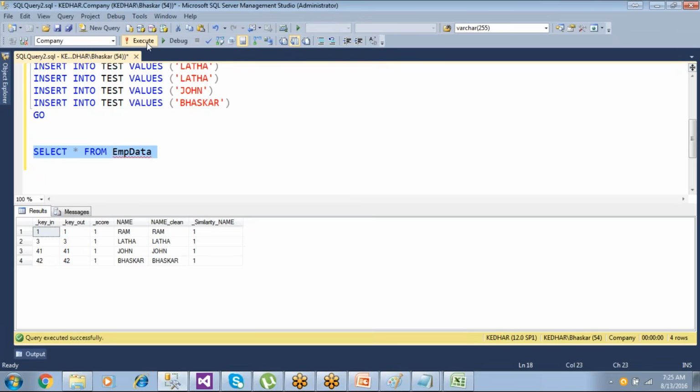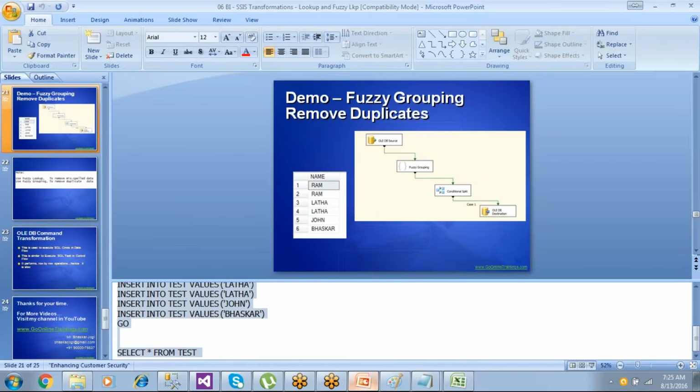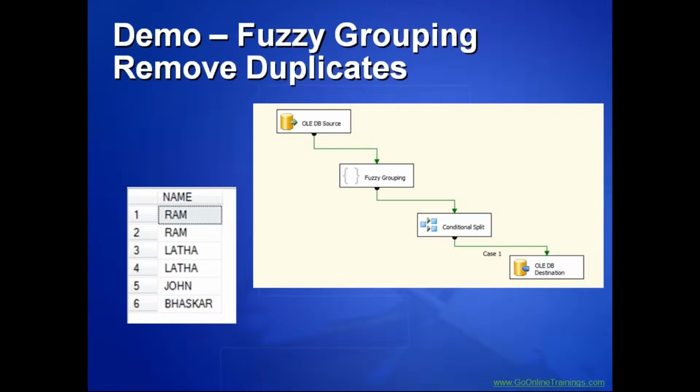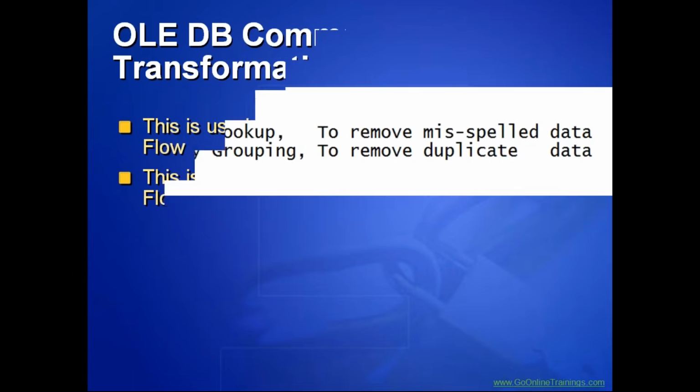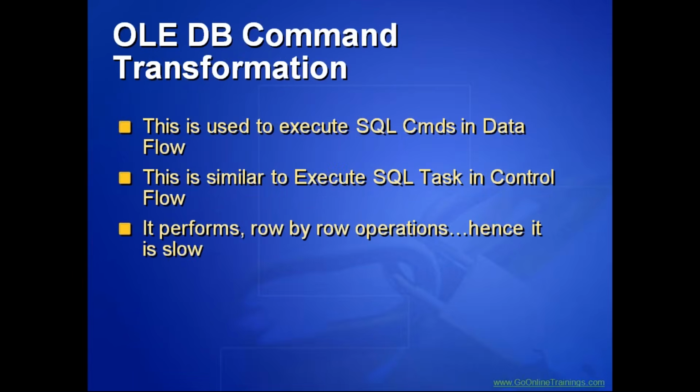So you should be able to remove the duplicates with the help of fuzzy grouping and everything. Okay. Are you clear? So use fuzzy lookup to remove misspelled data. Use fuzzy grouping to remove duplicate data. So this is what the thing is.